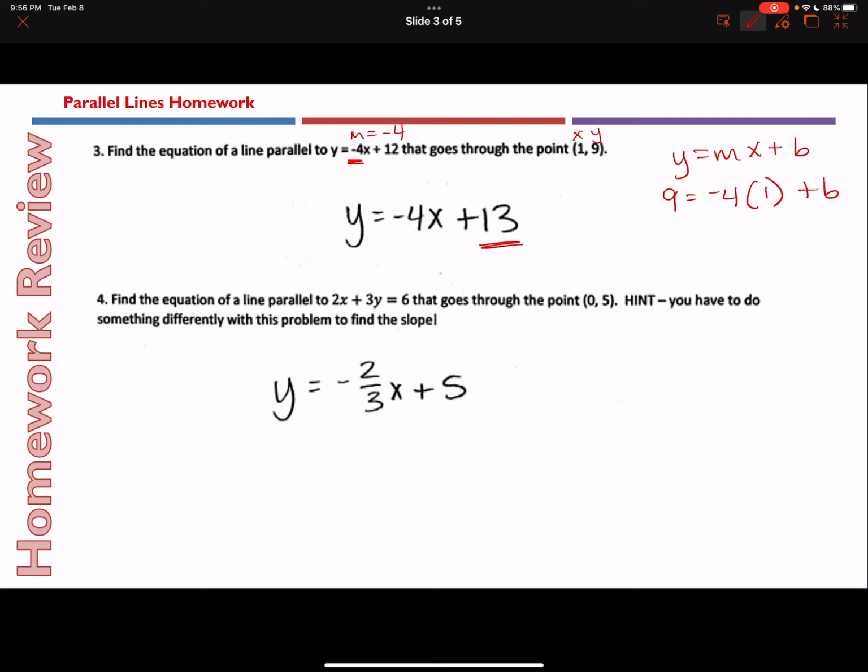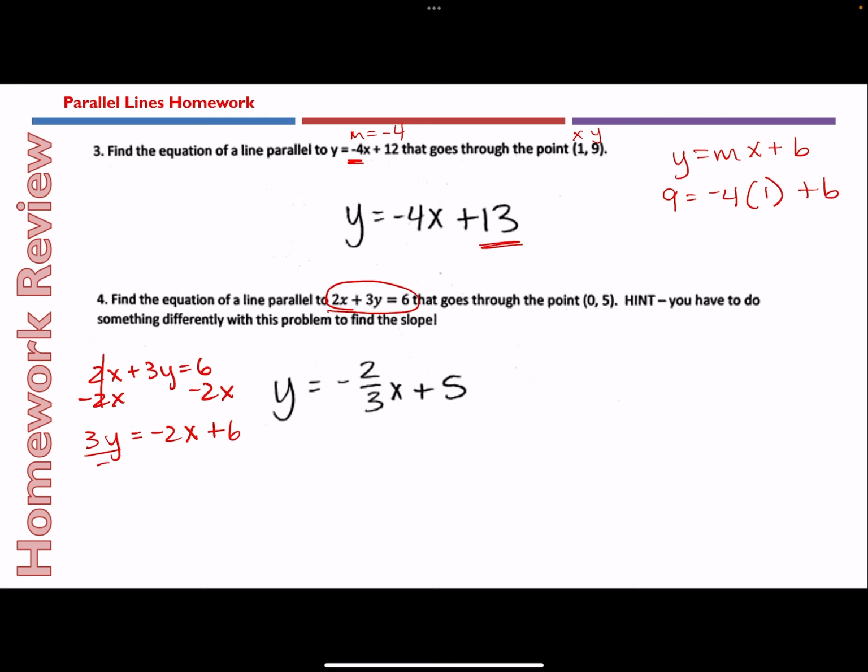Number 4, you have to take this equation and, like what we just did in the warm-up, solve it for y first. You can't pull the slope off of this equation. You have to solve it for y. To get y by itself, you're going to subtract 2x, then divide by 3, and you get y is equal to negative 2/3 x plus 2. Then here's your slope.